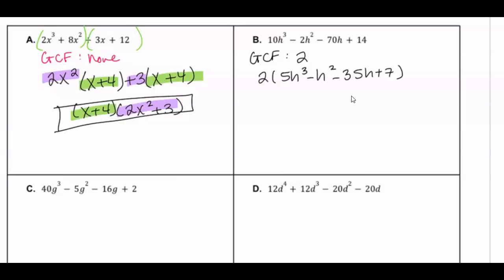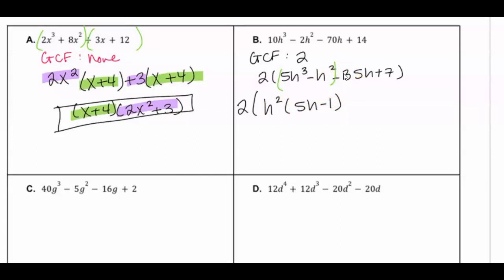Once you pull that GCF, then you can do factor by grouping. So I'm going to group my first two, and I'm going to keep the 2 out here. Greatest common factor of 5 and 1 is just 1. They both have h's though, and they both have at least h squared, so there's two h's I can take away from both of them. So that's going to be h squared times 5h minus 1, because h squared times 5h is 5h cubed, and h squared times negative 1 is negative h squared.